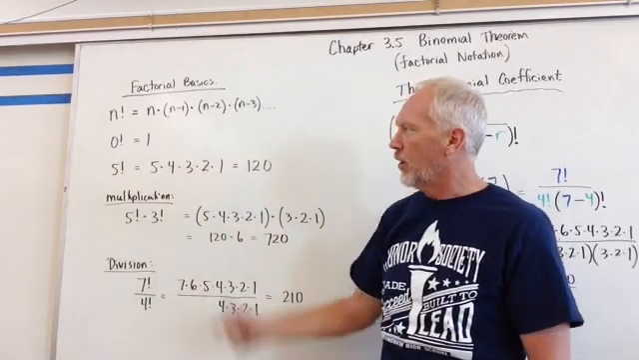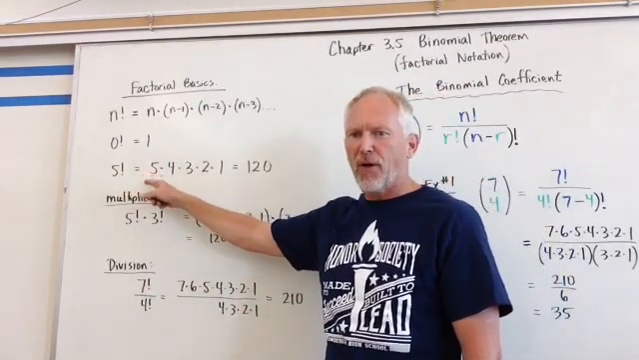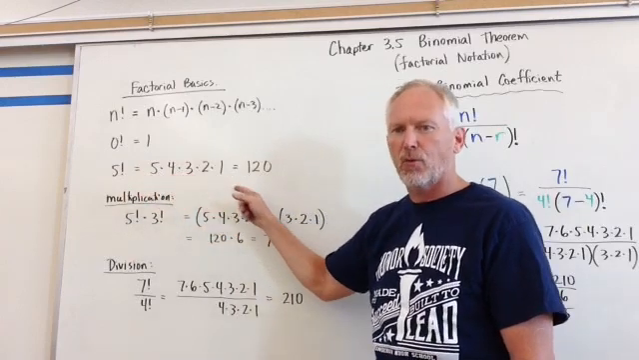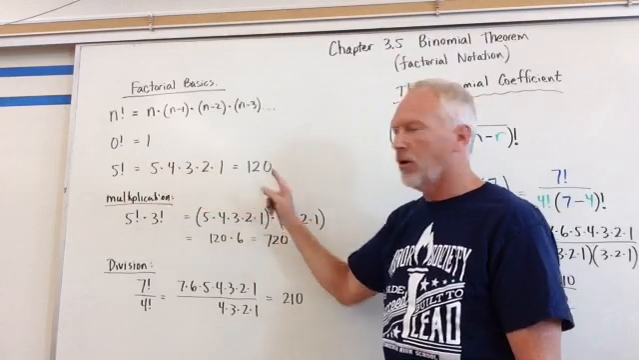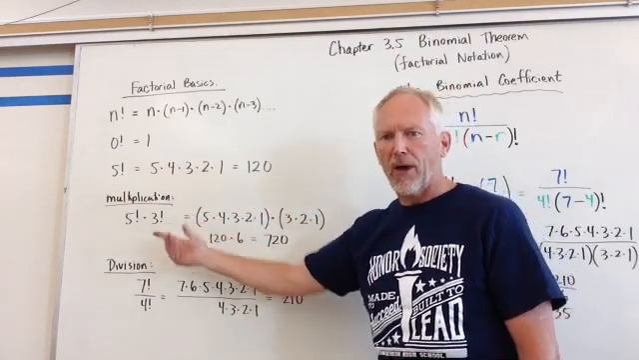One basic we need to know, 0 factorial is equal to 1. All right? So let's look at a quick example of that. We want to write 5 factorial. It's 5 times 4 times 3 times 2 times 1. All right? What does that equal? 120.